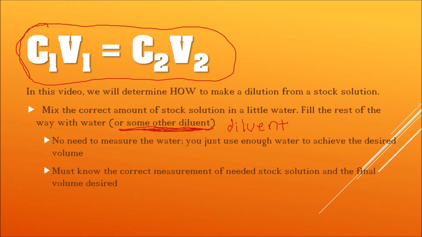Say you're making a liter of a dilution. You would put in whatever amount of stock solution you need, and then fill the rest of the way up with water until you hit the liter marker. You must know the correct measurement of the needed stock solution. You do need to know the amount of the stock solution you need to use, and you need to know the final volume desired. So if you need to make a liter of a dilution, then the liter would be the final volume desired.